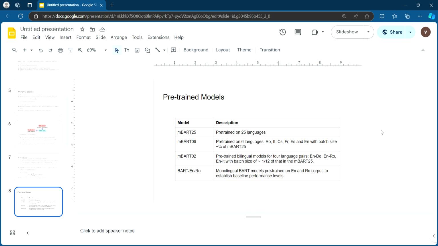They have trained different models just for checking how many languages should be pre-trained on and these kinds of factors. So mBART 25 has been trained on 25 languages, whereas mBART 6 is trained on just six similar languages to understand how language transfer works for similar languages. These are just European languages, just for understanding. mBART 2 is another model that they have trained for three particular pairs: English to Dutch, English to Romanian, and English to Italian. English BART, a single English and Romanian corpus, is also trained for baseline purposes.